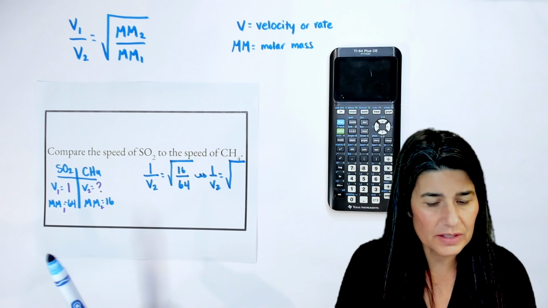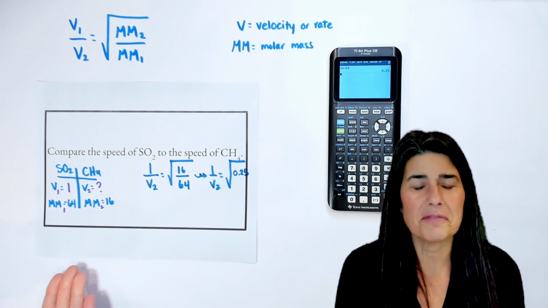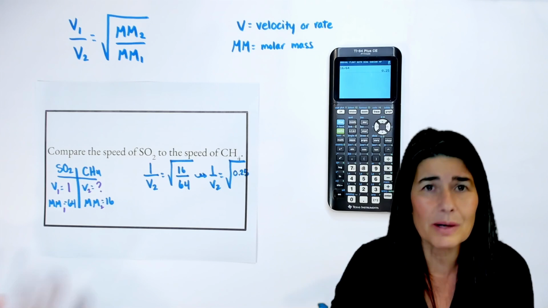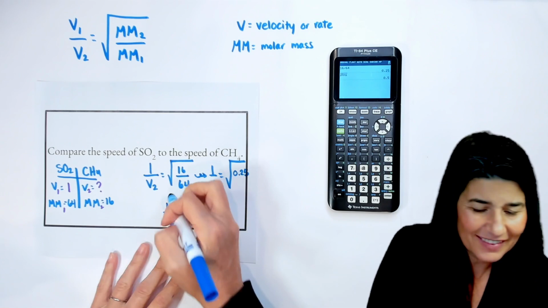Well, that's just a number. 16 divided by 64 is 0.25. Now, 0.25 is a number. I can take the square root of 0.25, no problem. I'm just going to hit square root and type in 0.25. So 1 over V2 is the square root of 0.25, I should get 0.5, and I get 0.5. Now I'm almost there.